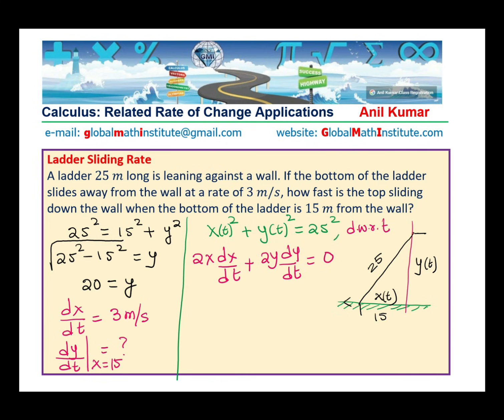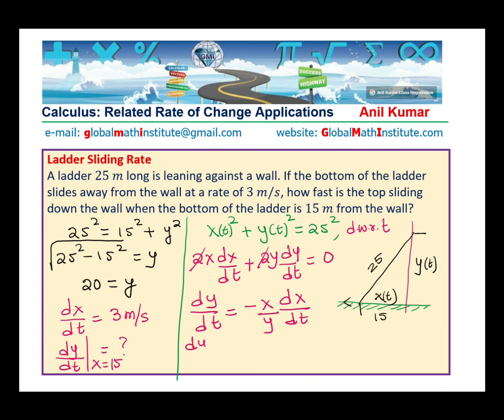So from here we can find the value of dy/dt, right? Isolating dy/dt, you can cancel out the 2s, right? 2 will cancel. So dy/dt is equal to minus x/y times dx/dt. So I've rearranged the equation to write it. dy/dt is this. What we need to find is, when x is 15, at that time dx/dt is 3 meters per second. We have to find what is dy/dt.